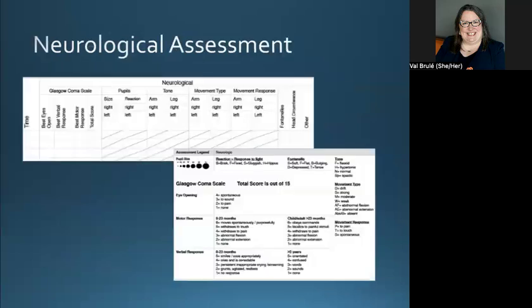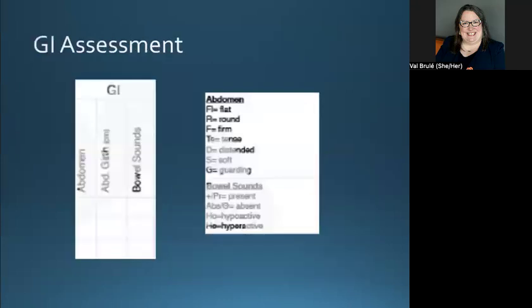Of note, this is how the neurologic assessment can be documented with a GCS. It also will go through the specific details of each of the scores. Your GI assessment, you would be able to document your abdominal girth and your bowel sounds and your abdomen there.